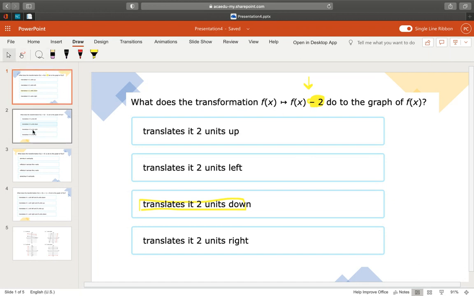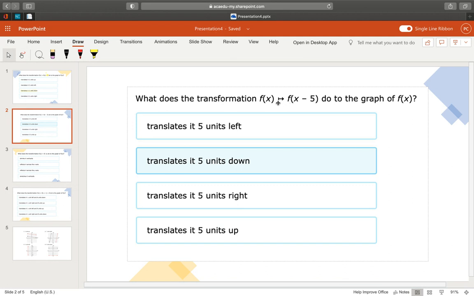Okay. Another question. It says, what transformation does f(x) minus 5 do to the graph? Again, we start off with f(x). This time we are subtracting 5, but it is inside the parentheses. When it's inside the parentheses, it's going to cause a horizontal shift, and we need to decide if it is left or right. We should recall from our notes that if we subtract, it's going to cause a horizontal shift to the right. So the correct answer here will be translate 5 units to the right, because we are subtracting inside the parentheses, so that is right 5 units.